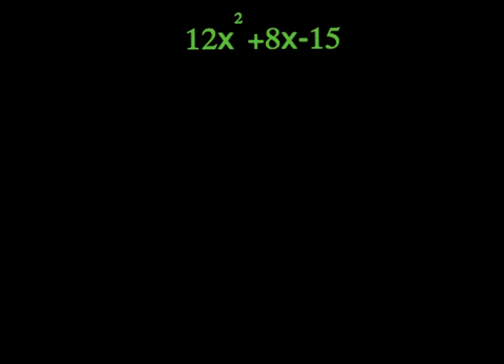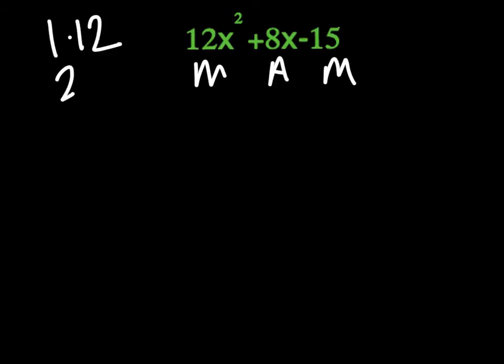All right, now I tried to make a really ugly one for you. Those two that we just did were fairly nice because the first term was prime and it only had one option. Look how nasty this one's going to be. I have a 12x squared. So when I go write my binomials, I have to multiply to 12. Well, darn, there's a lot of options. I could use 1 and 12, 2 and 6, or 3 and 4.